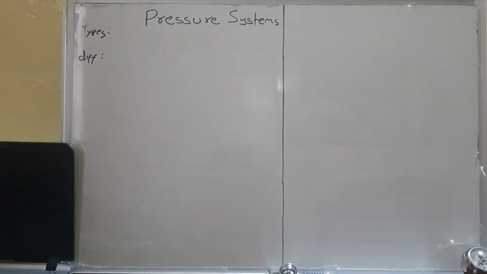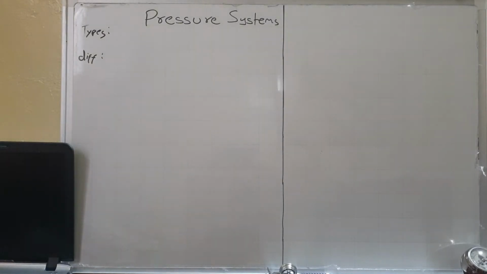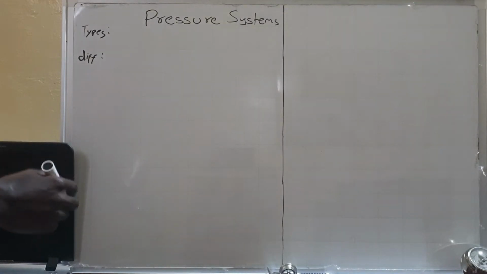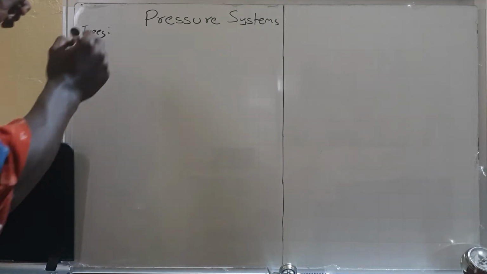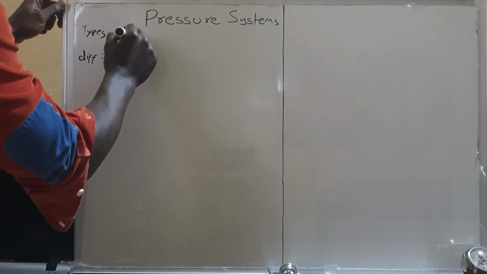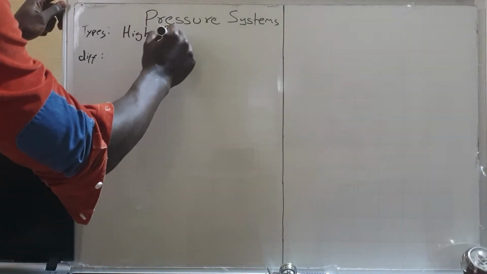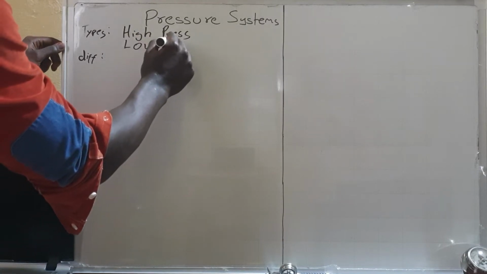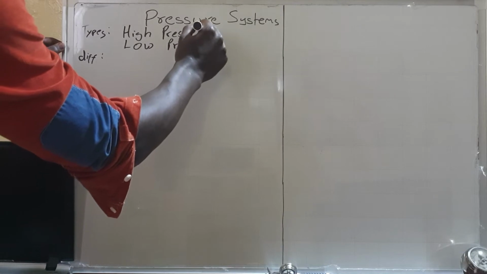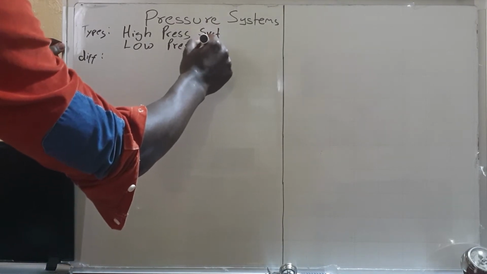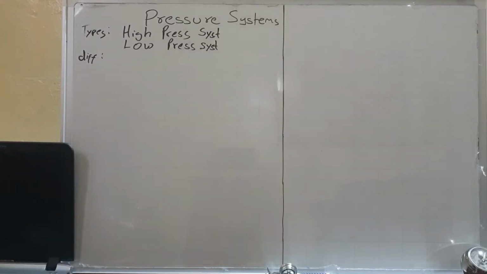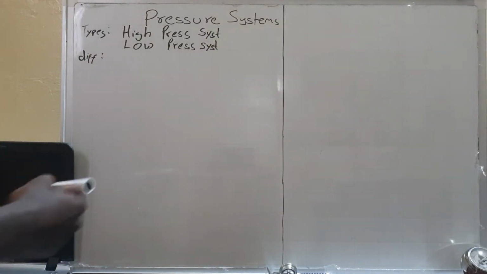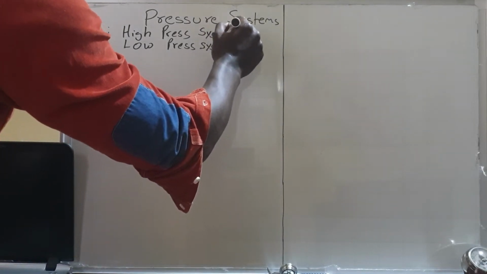So what are these pressure systems? Pressure systems are basically systems that are generated due to pressure disparities, pressure differences. The major types are two. We have the high pressure system, which you have heard of, then we also have the low pressure system. Both of them are systems. The high pressure systems we also call anticyclones.